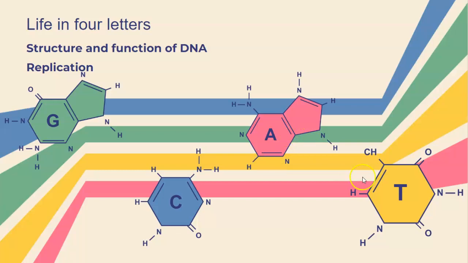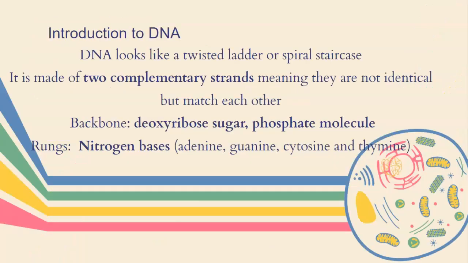So here on the screen, you're going to see four very important letters, G, C, A, and T. These are what make up your DNA. So let's talk about what that is.